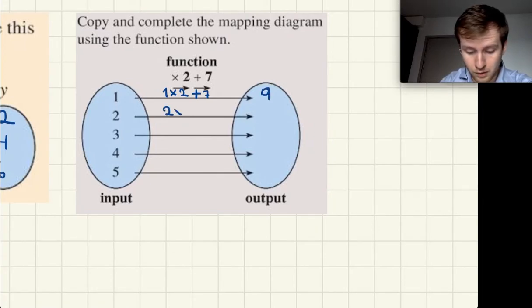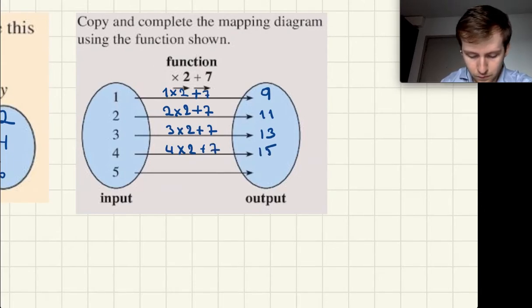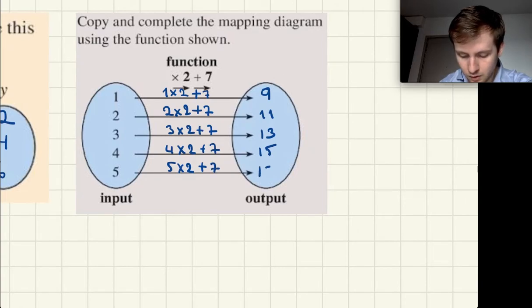Then we do 2 times 2 plus 7, which would give us 11. 3 times 2 plus 7 gives us 13. 4 times 2 plus 7, I think you can guess it already, gives us 15. And 5 times 2 plus 7 would give us 17. Okay, so this is kind of an introduction to function machines, and later you will see more questions related to this topic.